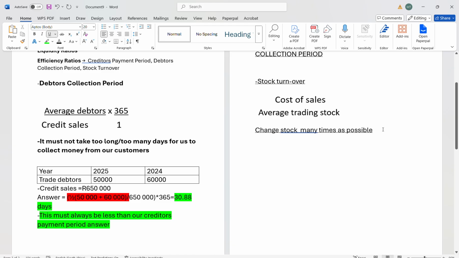When you calculate the average, you just take last year's figure plus this year's figure, then you divide by 2. Always when they say average, you take last year's figure plus this year's figure, then you divide by 2. Here they say average trading stock, it means you take trading stock for last year, add it to the trading stock for this year, then divide by 2. That's how you get the average.